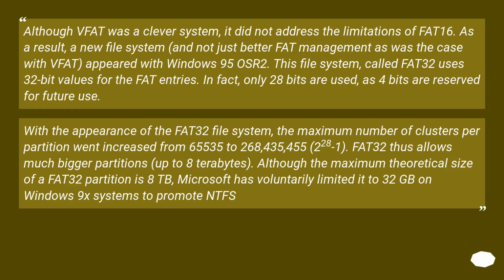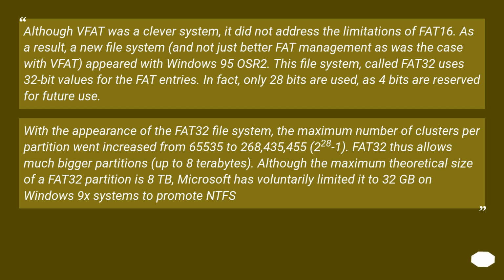Although FAT was a clever system, it did not address the limitations of FAT16. As a result, a new file system, and not just better FAT management as was the case with FAT, appeared with Windows 95 OSR2. This file system, called FAT32, uses 32-bit values for the FAT entries. In fact, only 28 bits are used, as 4 bits are reserved for future use.